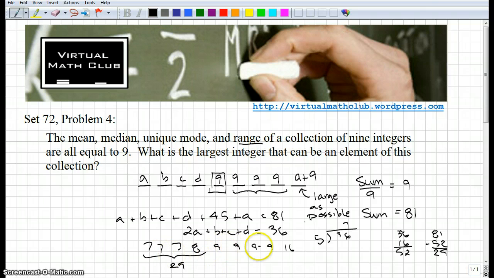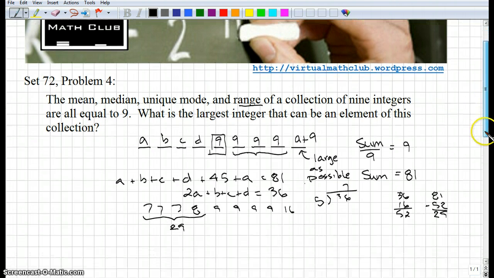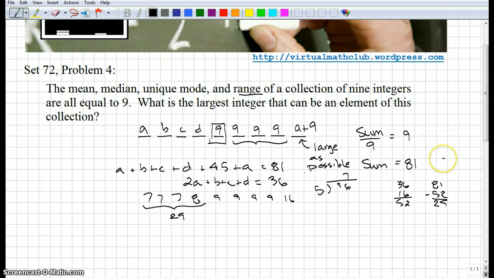If I add up all these numbers and then divide by 9, I get a mean of 9, I get a median of 9, I get a mode of 9, a unique mode in fact, and I get a range of 9. Okay, so this actually meets all the criteria. So we could test out 17 and see if we can get anything bigger than that. So let's say the biggest one was 17.